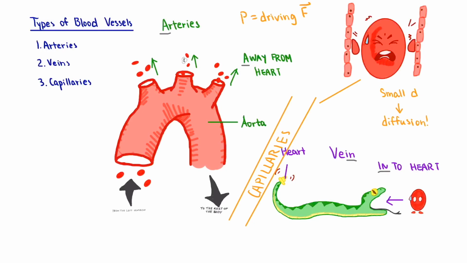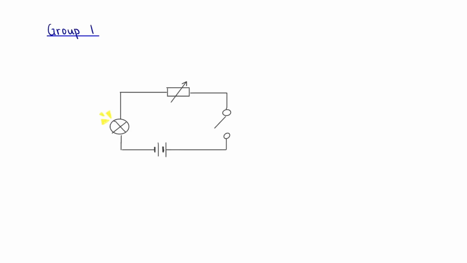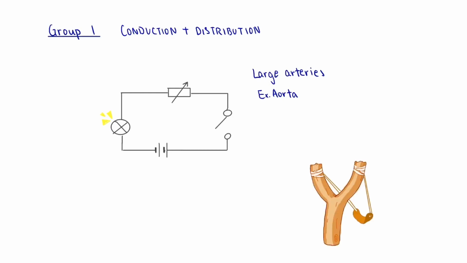Great! We hopefully all understand the basics, so now let's go into more detail. You can group vessels into four main groups based on their functions. First group, conduction and distribution. These are large arteries leaving the heart, such as the aorta. These vessels are pretty elastic, like rubber bands.